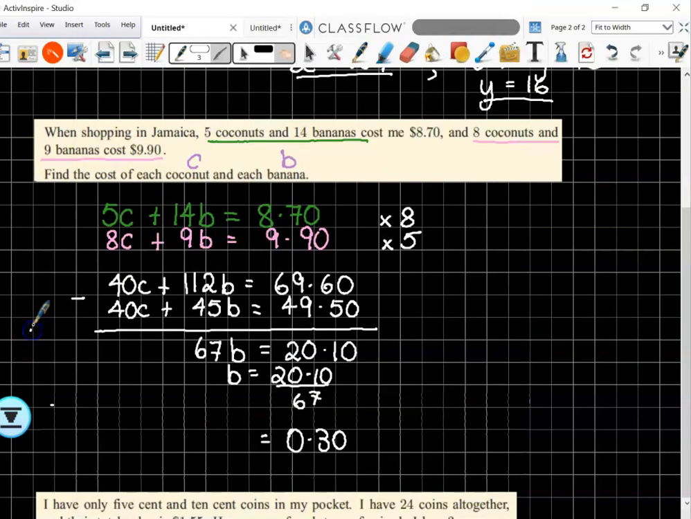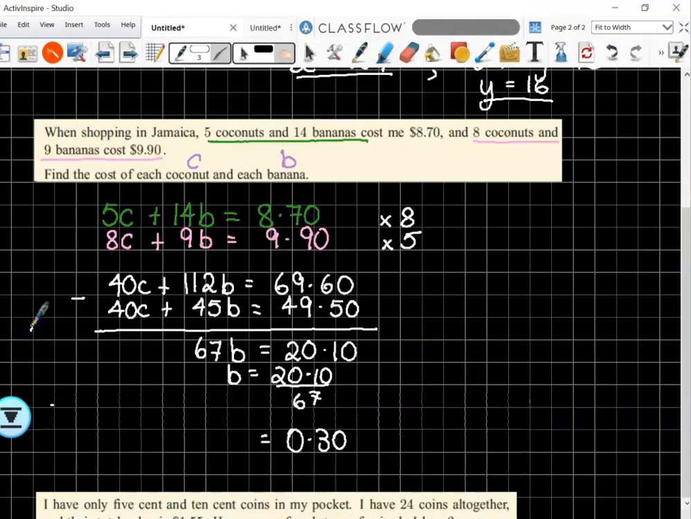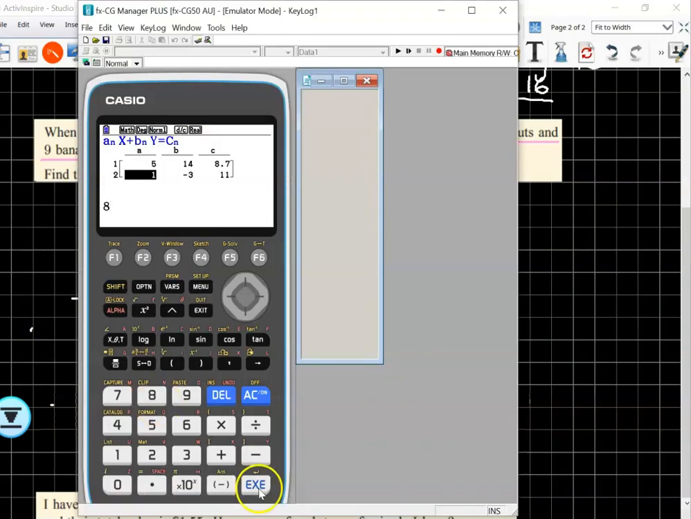And we're going to pop in the original. So 5, 14, $8.70. And then you pop the next one in, 8, 9, 9.90. We press solve. And look at that. Bananas, I was right. If you had to put it back in and sub, you would check. So I would argue that you should know if you're right or wrong for all of these questions in a test because you've got your graphics calculators.